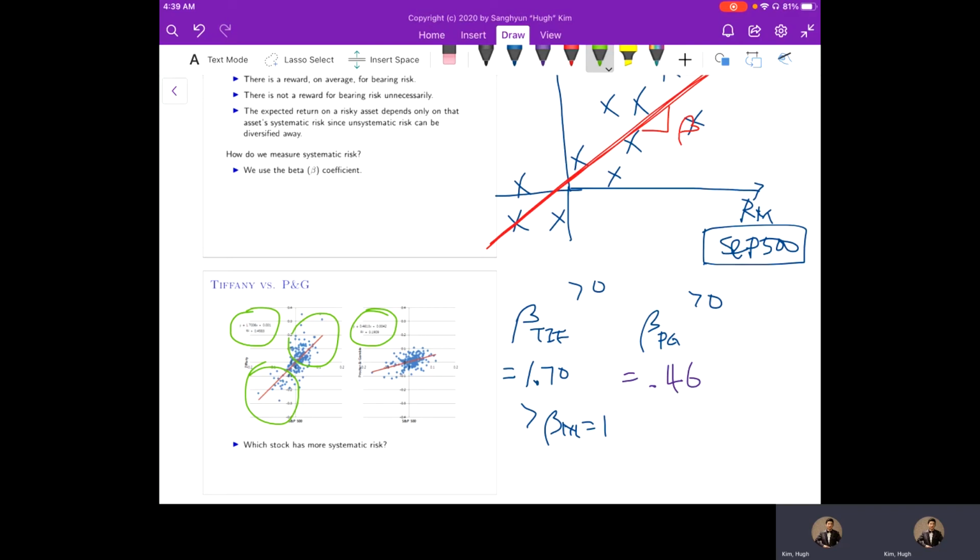In contrast, Procter & Gamble has a beta that is much lower than the market. So it's a defensive stock. In good times, people buy toilet paper. In bad times, people still buy toilet paper. So the stock price of Procter & Gamble is not very sensitive to market conditions. So Tiffany has more systematic risk than Procter & Gamble. This is why Tiffany has a higher expected return than Procter & Gamble, not because Tiffany has higher total risk.